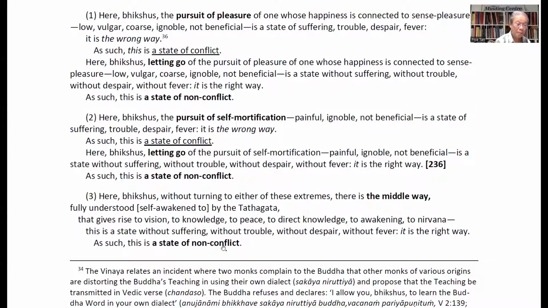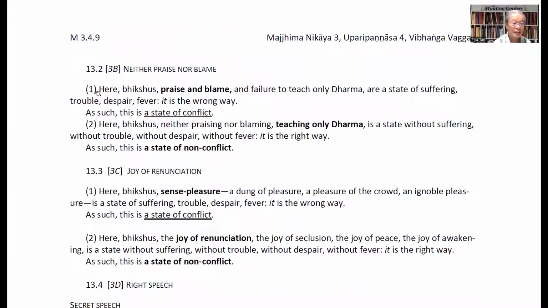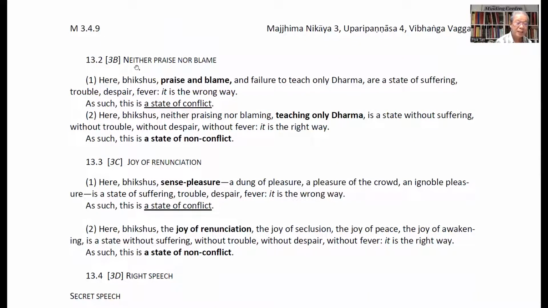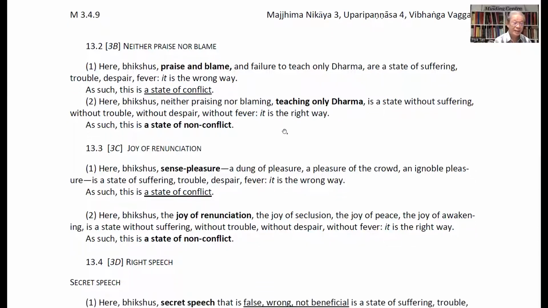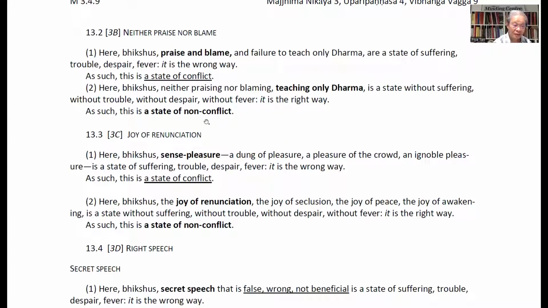Now 4, further down, neither praise nor blame, this is the next one, 13.2b. Here, bhikshus, praise and blame and failure to teach only dhamma are a state of suffering, trouble, despair, fever. It is the wrong way. As such, this is a state of conflict. Here, bhikshus, neither praising nor blaming, teaching only dhamma, is a state without suffering, without trouble, without despair, without fever. It is the right way. As such, this is a state of non-conflict.